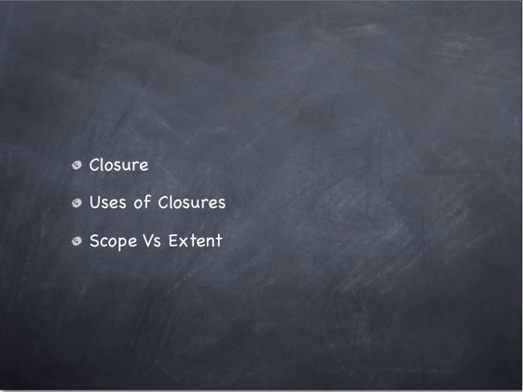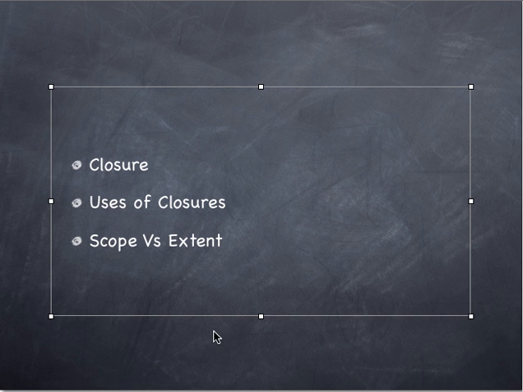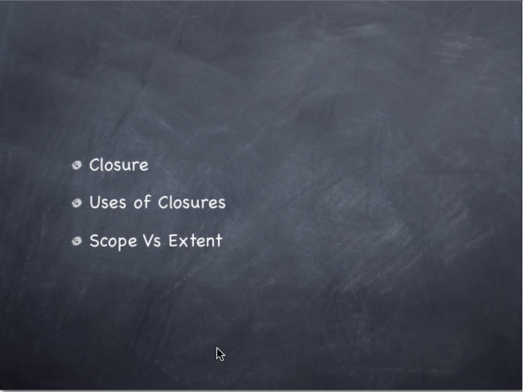between scope and extent, and people are not even able to label the term extent, and they tend to confuse scope with extent and extent with scope. So let's try to clarify that. So what is a closure?